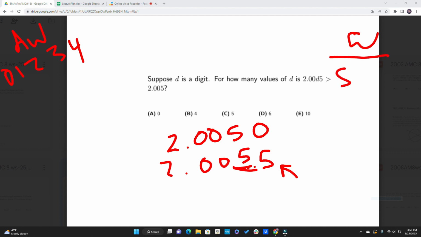And anything bigger than 5 would work as well, right? Because if it's bigger, it's going to add more value. So a 6 would work, so would a 7, an 8, and a 9. So that's 5 values that would work. 5, 6, 7, 8, and 9. Answer choice C.